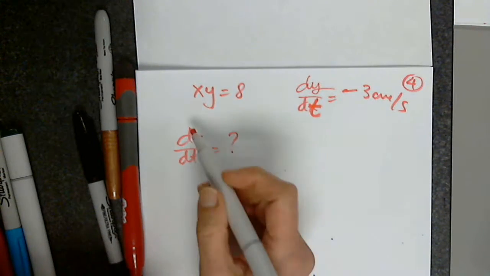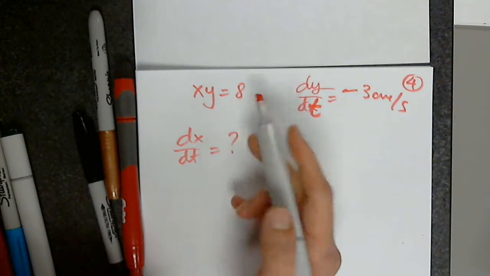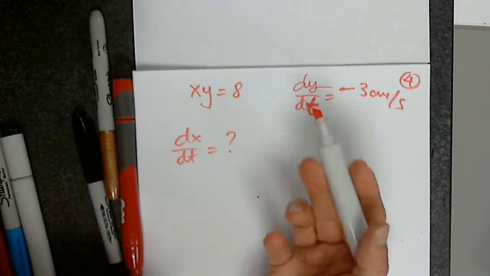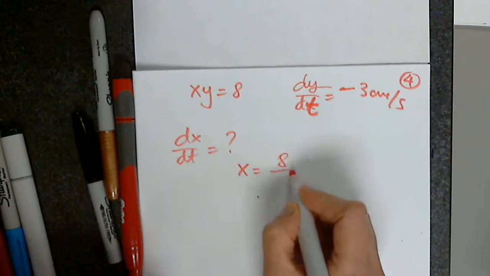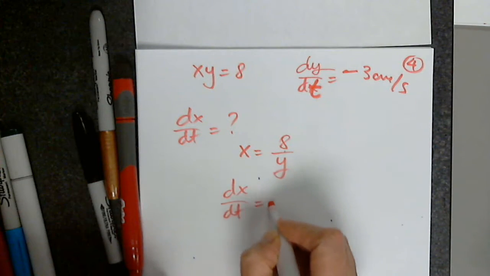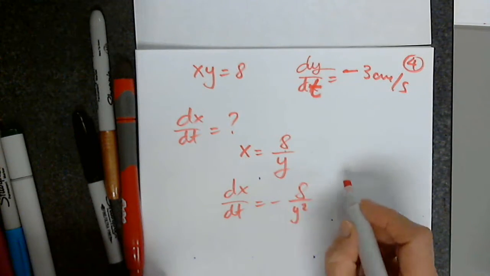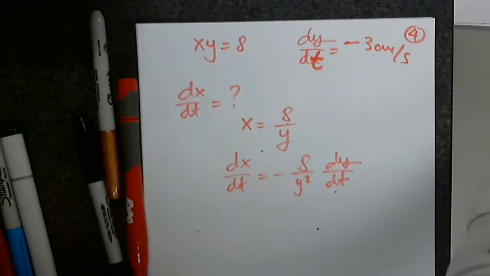Okay, so I solve for one of the variables. It doesn't matter. So let's say I'm solving for x, which is 8 divided by y. Then I have dx over dt equals negative 8 over y squared times dy over dt. So far so good.